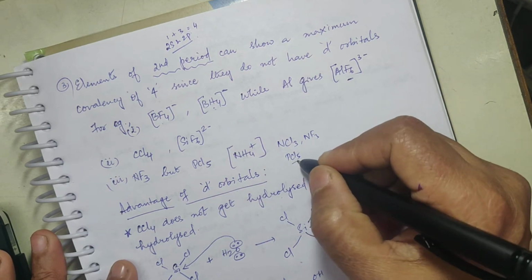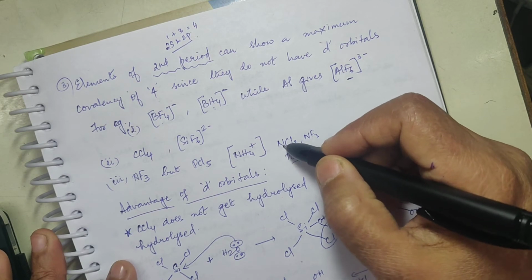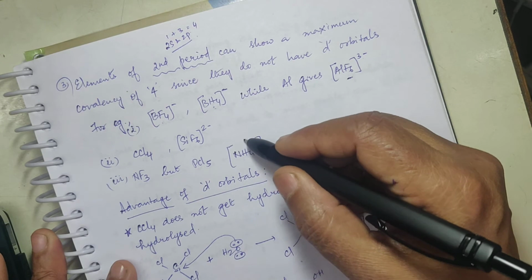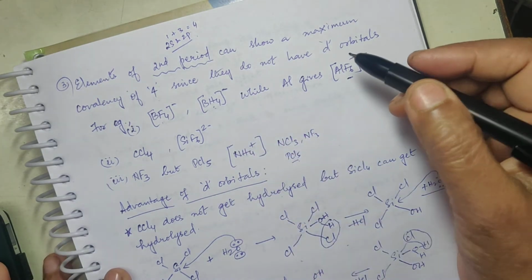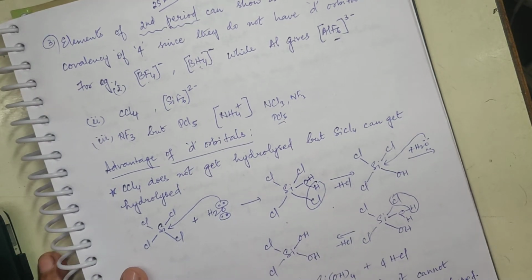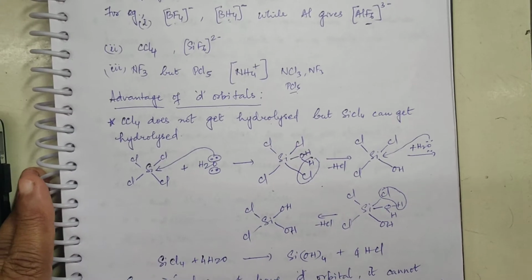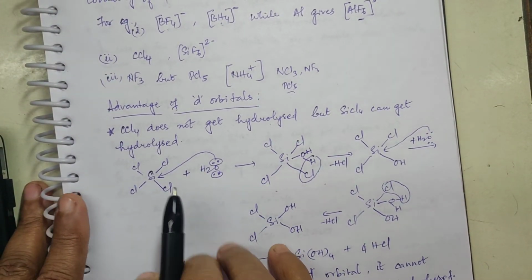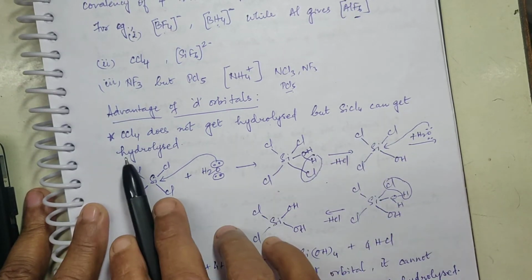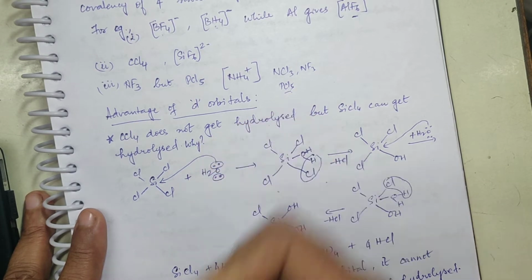Okay, so here phosphorus is showing pentavalency, whereas nitrogen can show at the maximum only 4. It cannot go beyond 4. That is in the case of ammonium, you see 4. Okay, now these d orbitals, presence of d orbitals, how do they help? Let us see. Now there is a question, CCl4 does not get hydrolyzed, but SiCl4 can get hydrolyzed. Why? What is the reason?